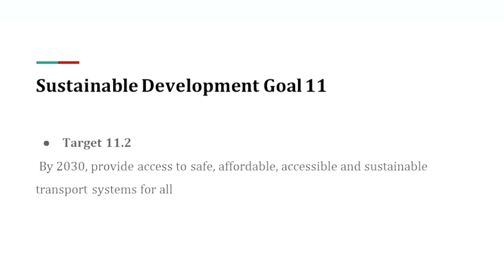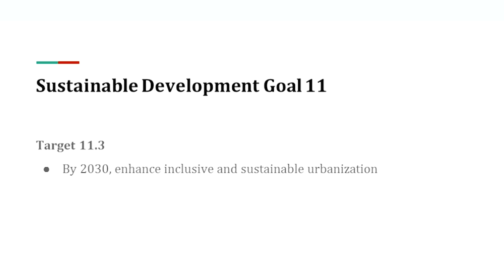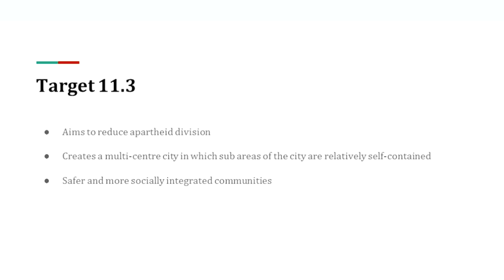Yeah, and just finally, we presented a couple of the sustainable development goals. One of our main focuses is transportation, so provide safe, affordable, accessible systems for all. Yeah, so the transport design aims to provide 80%, and safety is the communication plan. By 2030, enhance inclusive and sustainable urbanization. Again, this ties into our land use. Reduce apartheid division, a multi-city center like Mike said, and safer and more socially integrated communities.